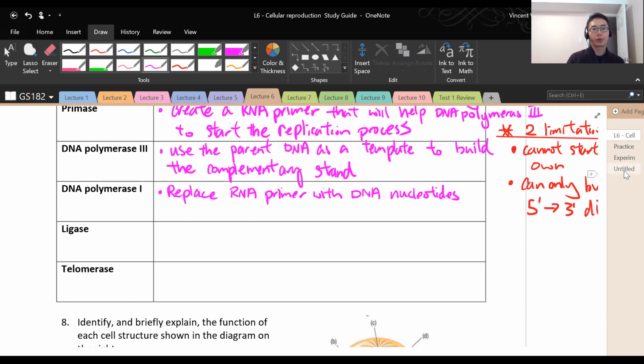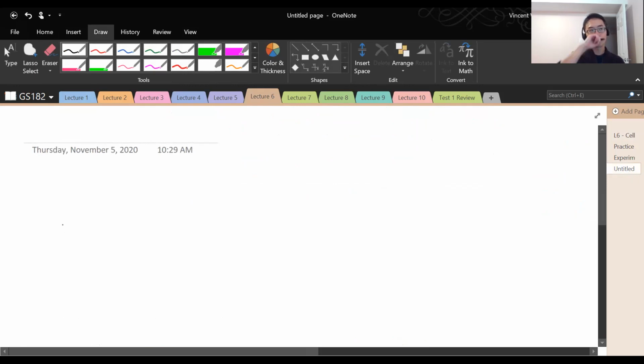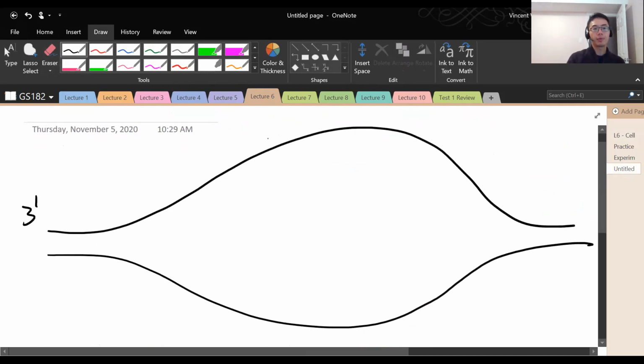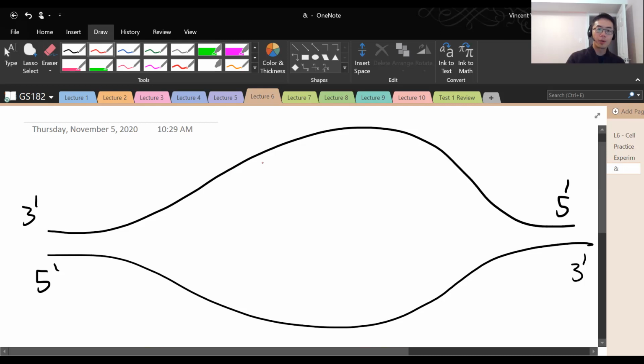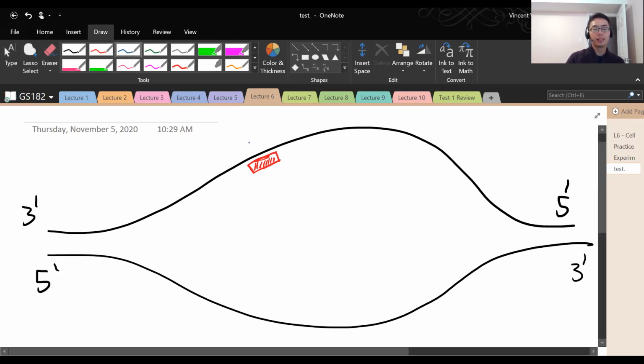I'm just going to try to show you another thing. You don't have to draw this. This next part you can just watch. So we have the fork here, 3' to 5', and then 5' to 3'. Let's say you put the primer here. The RNA primase will put the primer here, and then the DNA polymerase 3 will come.